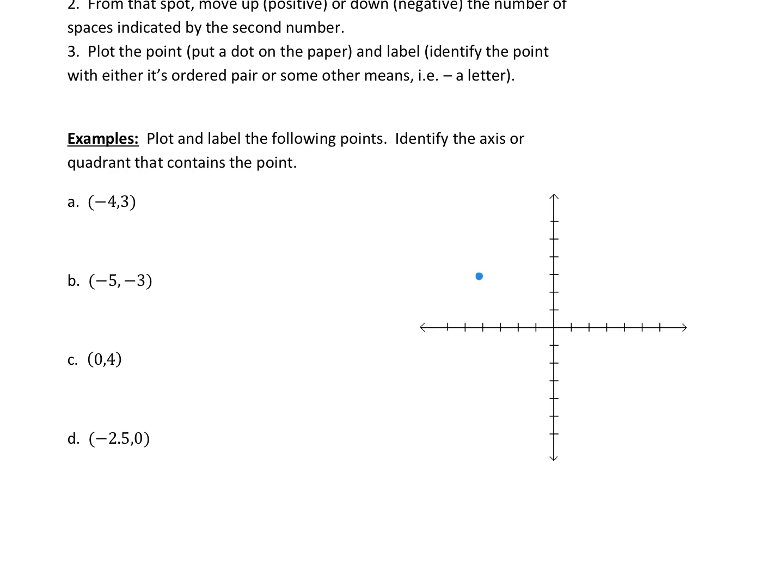Now, if you want, we have letters over here indicating which point is which point. So if you want, you can label this A, or you can label it using the point name, (-4, 3).